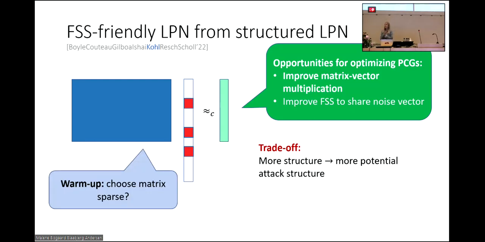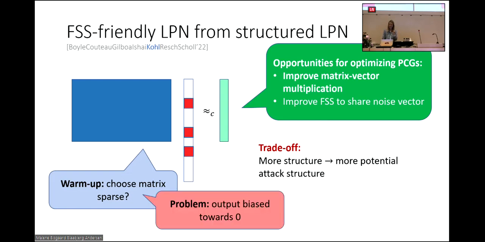So as a warm up, what's an easy way to speed up matrix vector multiplications? Well, if you just have fewer entries, right? If you have something very sparse, it will be easier. You just have to look at a couple of entries. What goes wrong if I choose my matrix very sparse? Yes, exactly. If I choose it too sparse, then of course my output will be biased towards zero. We have the same problem as for the point functions.